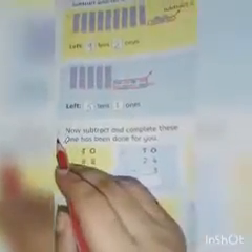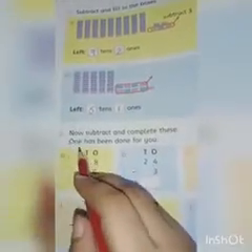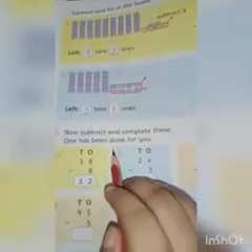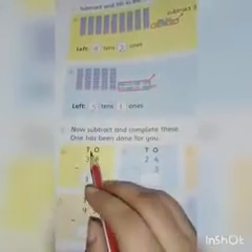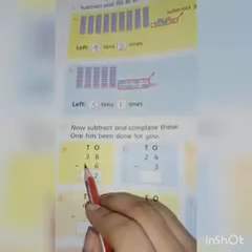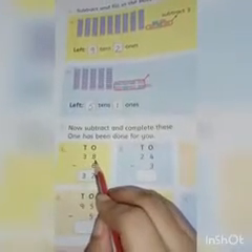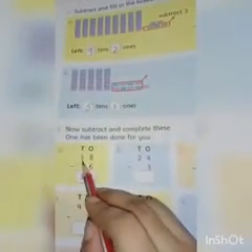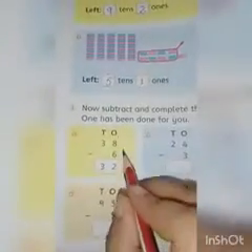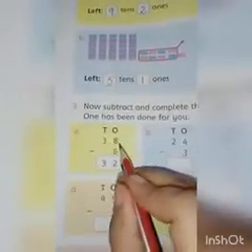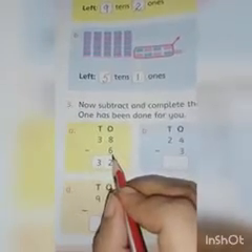Here we have question number 3 and the question is: now subtract and complete these. One has been done for you. Students, here we have some questions. We are going to solve them. Point A is done for our help. Here we have some tens and ones too. Here we have 3 tens and 8 ones, number 38, and 6 ones. Students, here we have the number 38 and here we have just 6 ones.